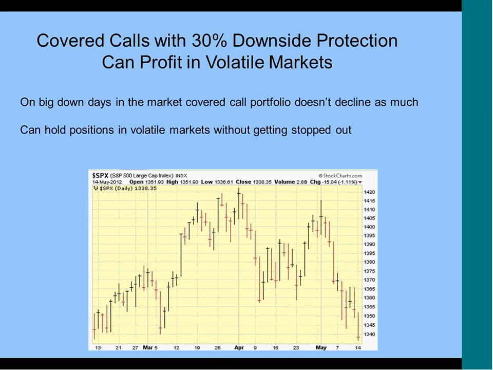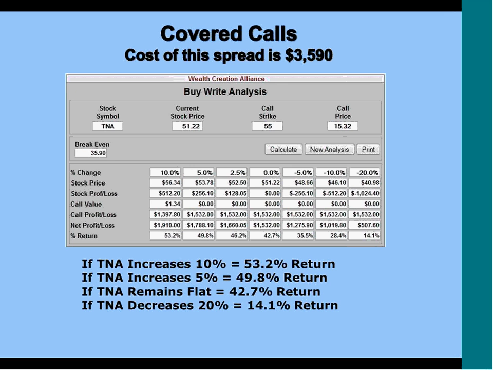And here's the Buy Write covered call analysis for this TNA covered call. What this does is calculate the profit potential for this covered call trade, assuming various price changes in the underlying ETF, from, in this example, a 10% increase to a 20% decline. So the covered call analysis allows us to take a look at the profit potential for a trade before we take that trade.